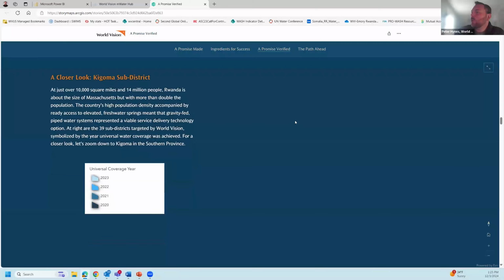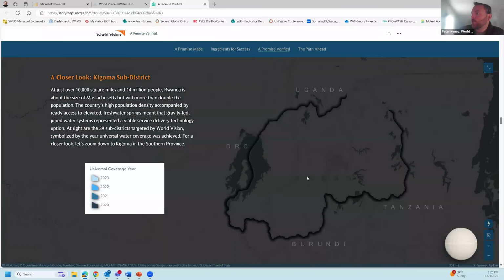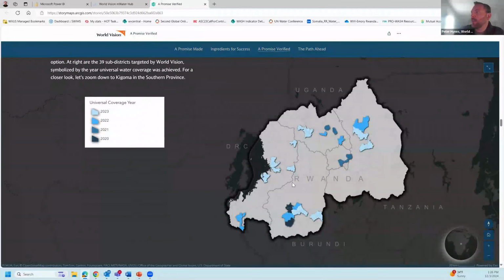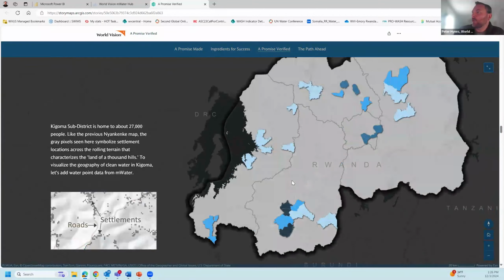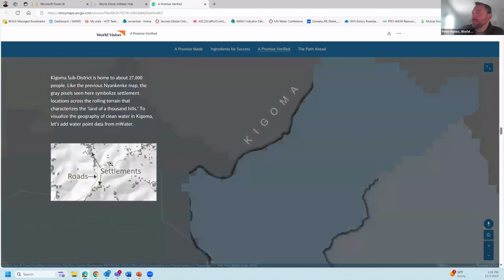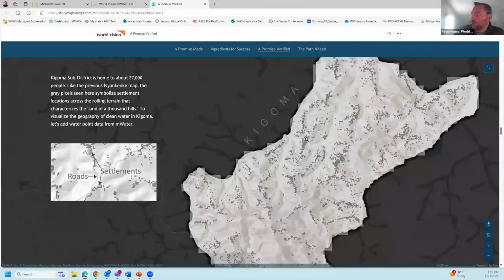Even here, as you scroll further down, we have a specific look at Kigoma subdistrict as it comes into visualization. These are all of the 39 subdistricts in which we worked in Rwanda, and the year that we were able to finish work in that subdistrict. For Kigoma specifically, if you zoom in, you can see all of the roads and all of the polygons that represent a structure, which are households.